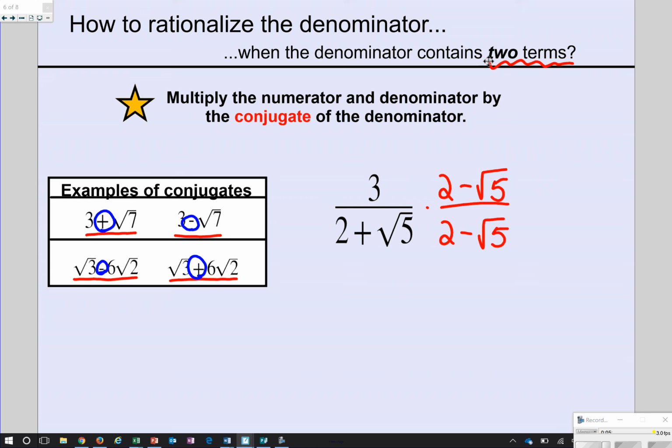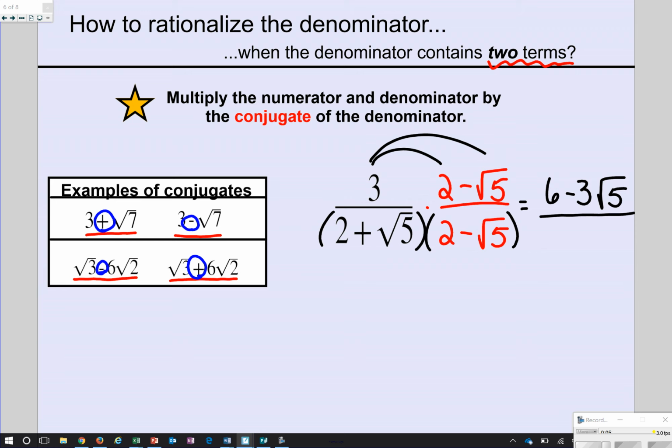So when we multiply this across, we'll have to distribute. In the numerator, we will get 6 minus 3 square root of 5. And in the denominator, when we distribute, we'll have to remember to multiply both of these. 2 times 2 gives us 4, minus 2 root 5, and then plus 2 root 5, and then square root of 5 times the square root of 5 is 5, and that's negative because there's a minus sign. So when we simplify this, it's a bit crowded there, so let's create a little bit more space.